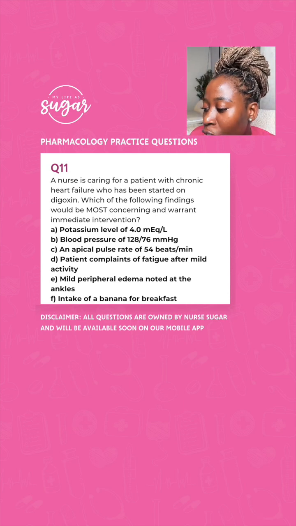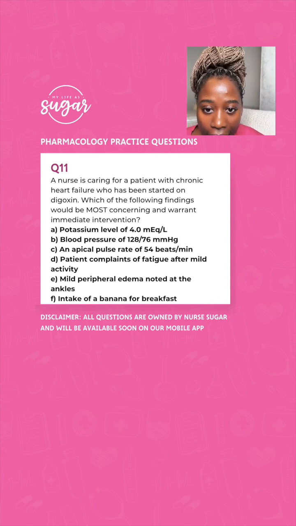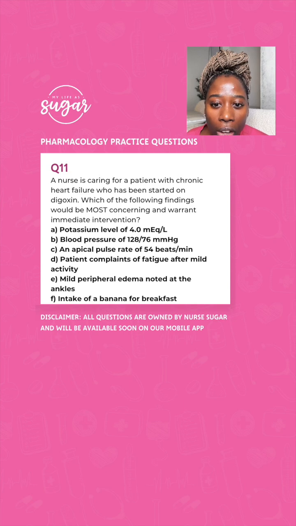A, potassium level of 4.0. B, blood pressure 128/78. C, an apical pulse rate of 54. D, patient complains of fatigue after mild activity. E, mild peripheral edema noted at ankles. F, intake of banana for breakfast. C, right? We all know C. That's very concerning. Okay, so everything else are things that are kind of expected of a patient that has chronic heart failure, such as edema and fatigue. Edema is expected. Also, fatigue after mild activity is expected in a patient with heart failure.